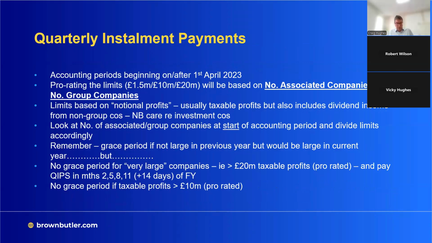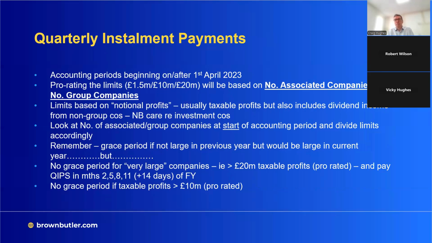Quarterly installment payments, associated companies, I mentioned, applies when you're looking at the corporation tax rate and those marginal relief bandings. It also now applies when we're looking at quarterly installment payments and whether a company falls within that regime. And just as a refresher, there are essentially three key quantums that we need to be thinking of when we're looking at quarterly installment payments in terms of profits of the company: 1.5 million, 10, and 20.